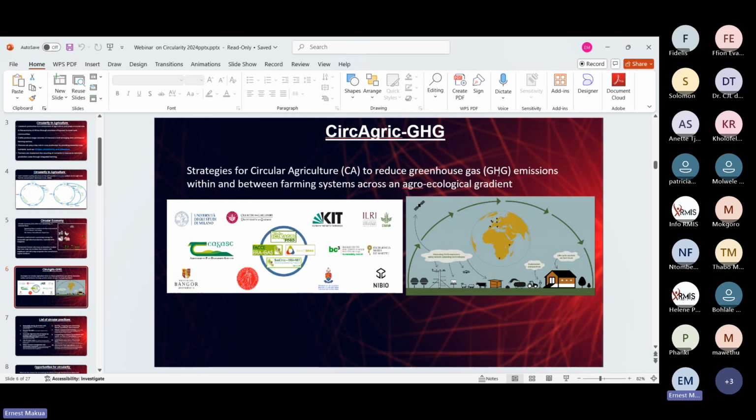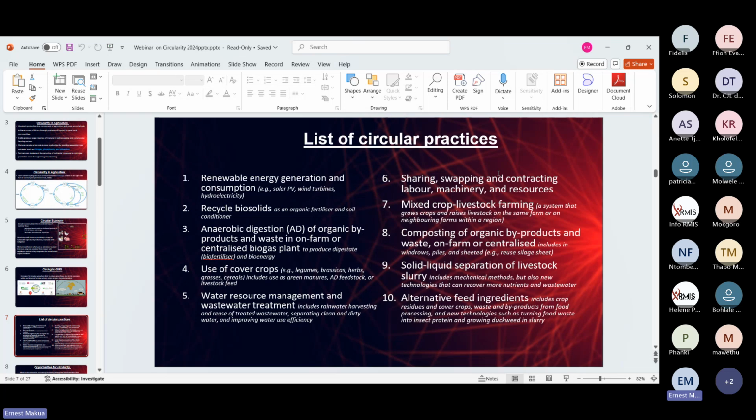And the strategy for circular agriculture is to reduce greenhouse gas emissions within and between farming systems across the agroecological gradients. So for South Africa, it's very important to implement this to ensure that we reduce greenhouse emissions in the country, but also the farmers are able to benefit from implementing this circularity by saving in terms of buying those organic fertilizers.